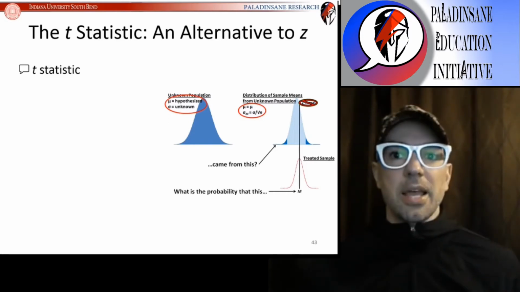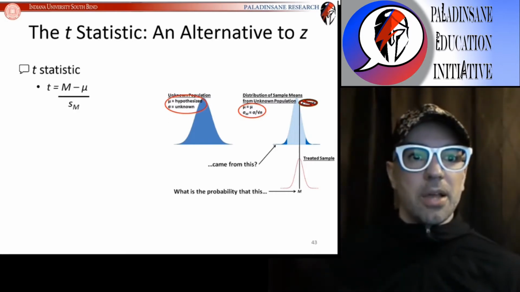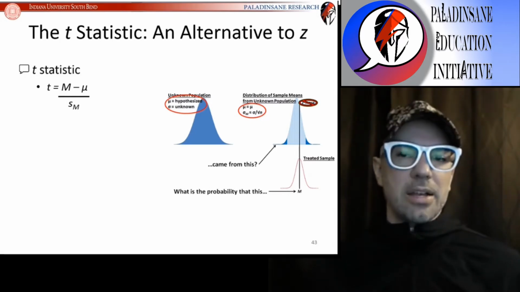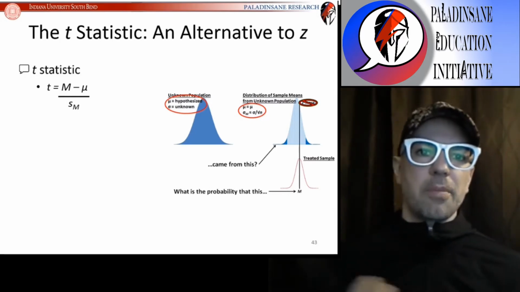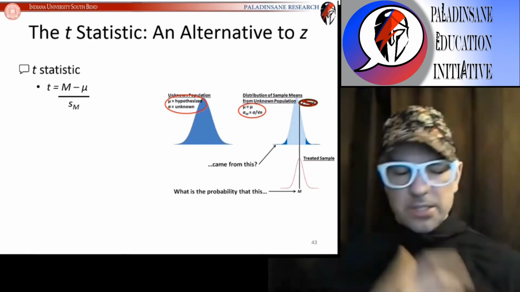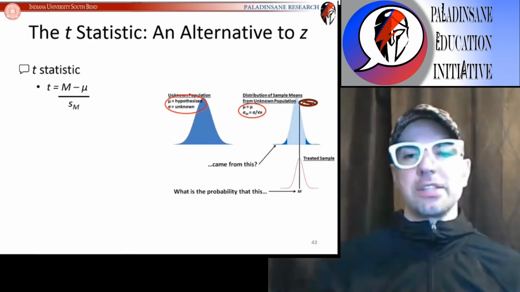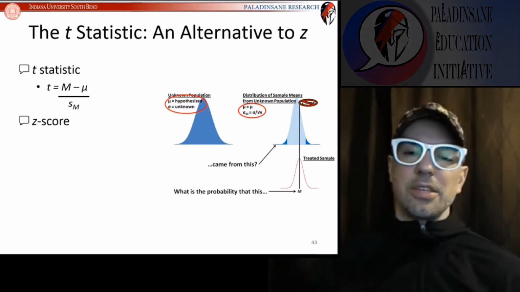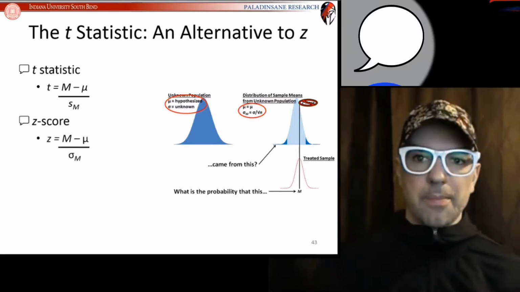Sounds exactly the same? It actually looks exactly the same. So there's a formula for a T statistic: your sample mean minus your population mean, all divided by the estimated standard error, that is the standard deviation of your comparison mean. That looks an awful lot like the Z-score that we've been using this whole time.